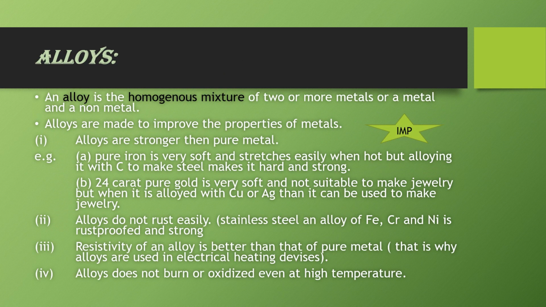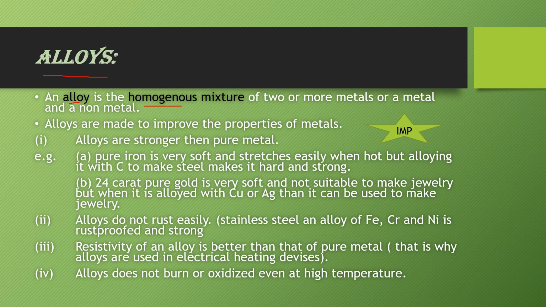Now the next topic is alloys. Alloys is a very important topic. In the 2020 board papers, a 5 marker question was there from this topic, alloy. So first of all, what is the definition of alloy? Alloy is the homogeneous mixture of two or more metals, or a metal and a non-metal. Now remember one thing here: the mistake students make is that they do not write homogeneous, and alloys are homogeneous mixtures.